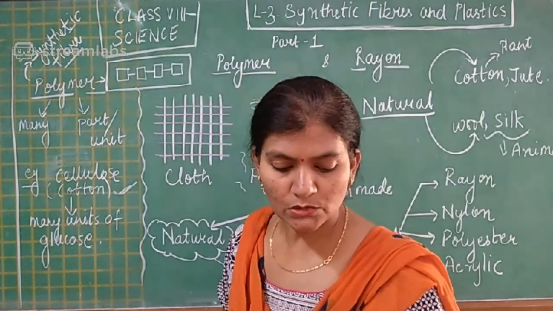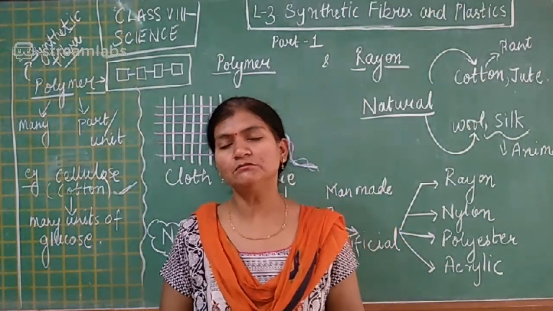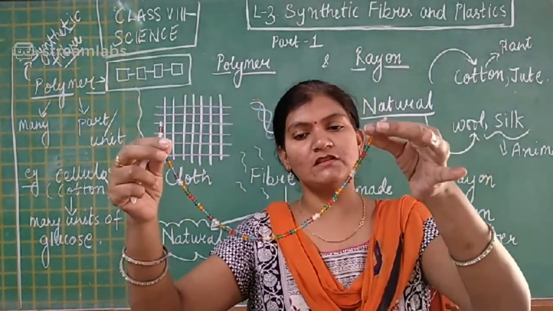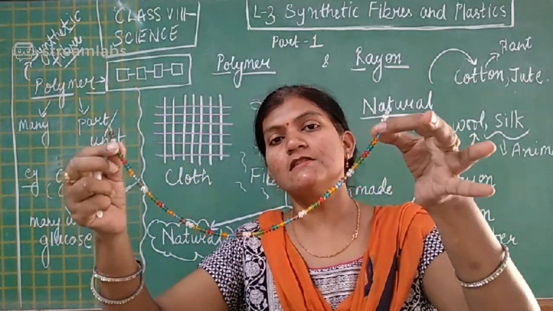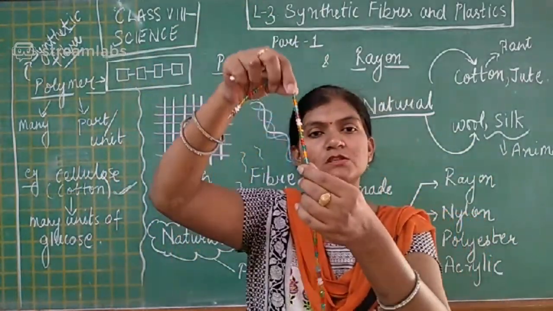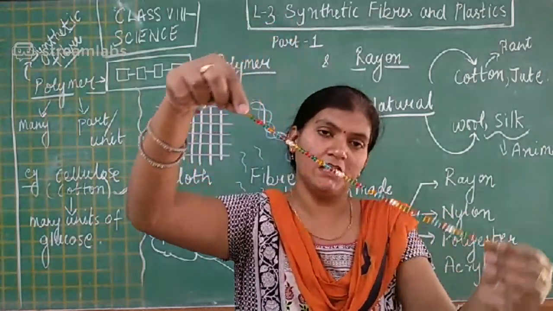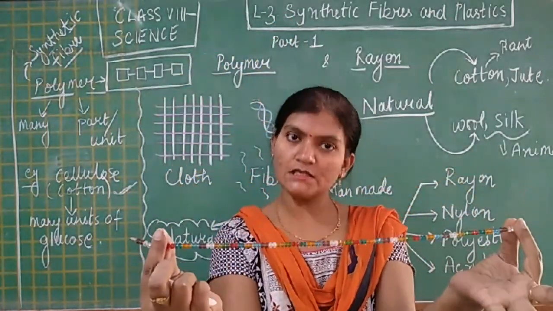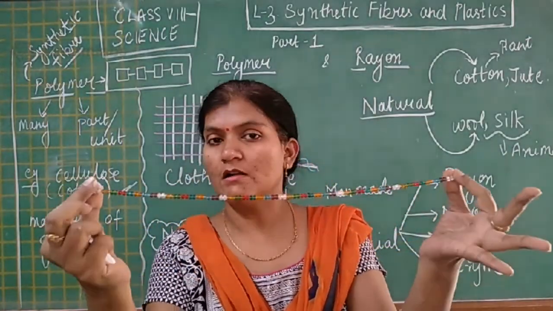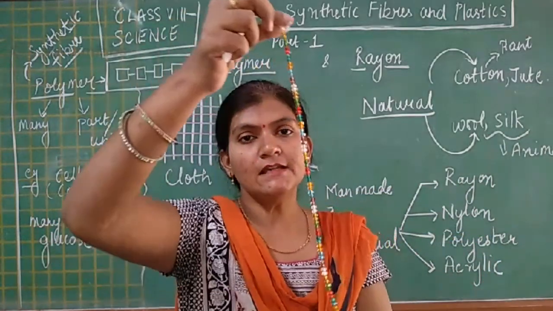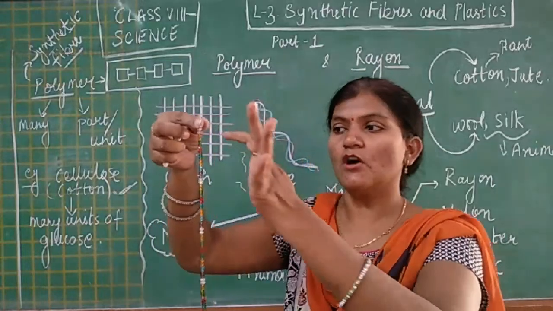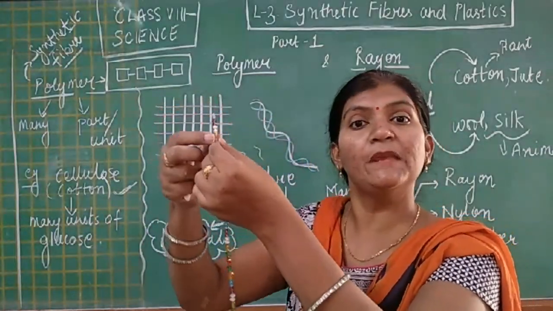Okay students, I have a necklace before you. If you see, this necklace is in turn made up of many small beads. So as a whole you can consider it as a polymer, or a synthetic fiber, and this polymer in turn is made up of small units, the beads.